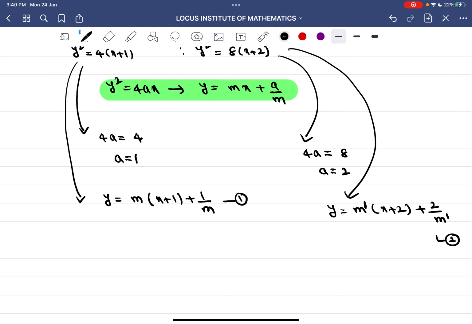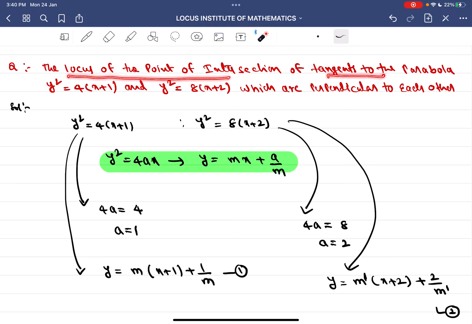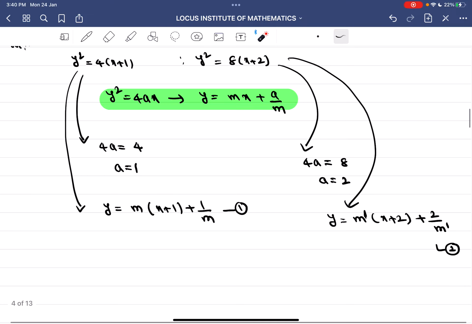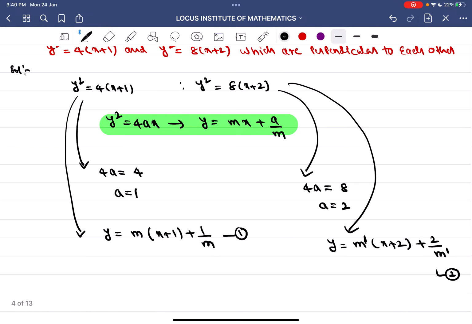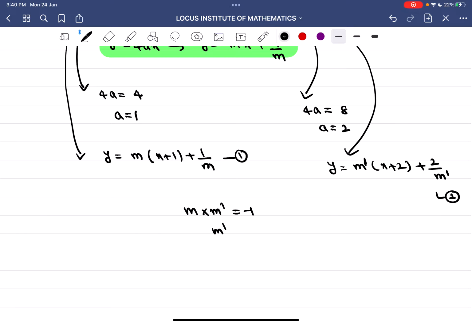So here the given condition is what? We need to find the locus of the point of intersection of the tangents which are perpendicular to each other. Here the geometrical condition is the tangents are perpendicular. So if the tangents are perpendicular, then the product of the slopes, m m prime, is equal to minus 1. So from this, m prime is equal to minus 1 over m.